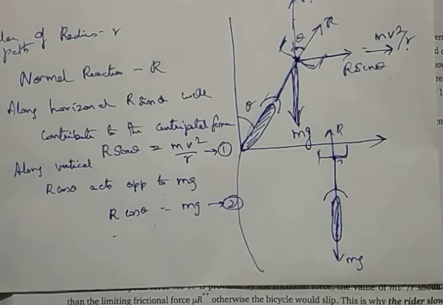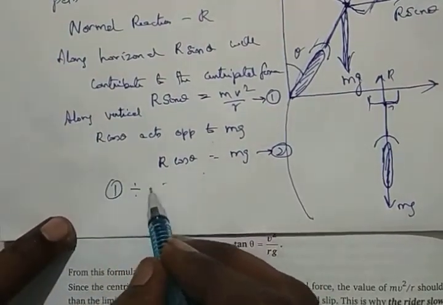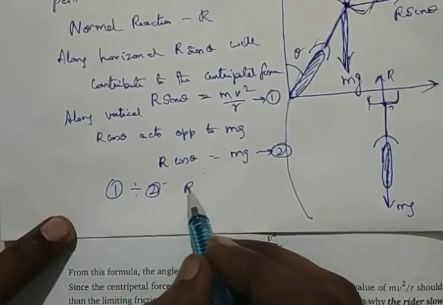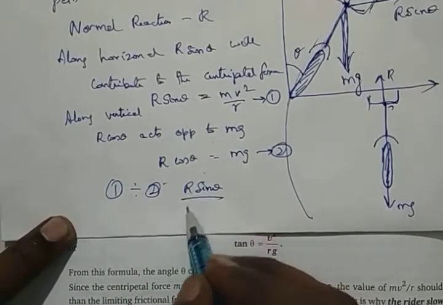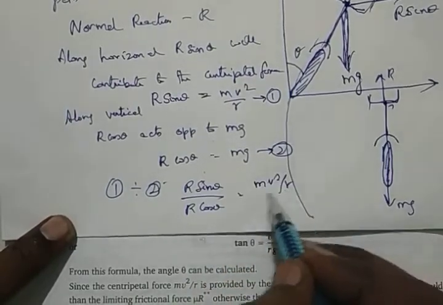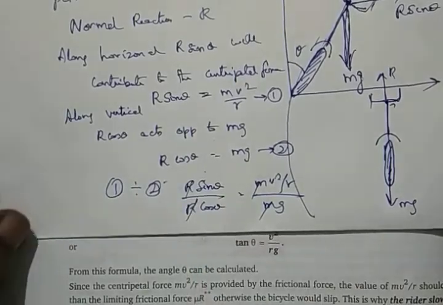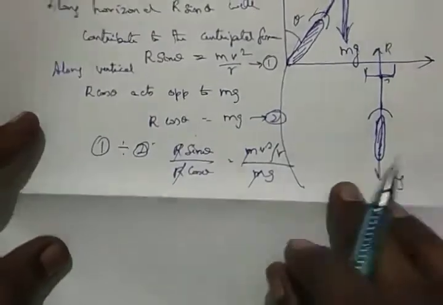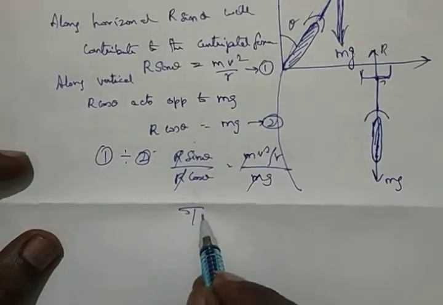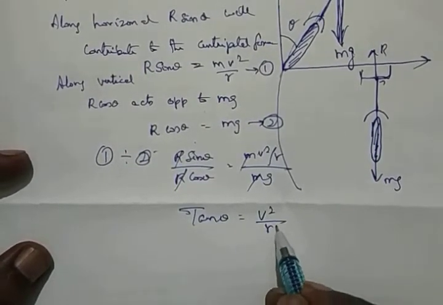Now dividing 1 by 2, you will get this answer. R sin theta upon R cos theta is equal to mv square by r upon mg. The R cancels out. So the next line you will get here is tan theta is equal to v square upon rg.